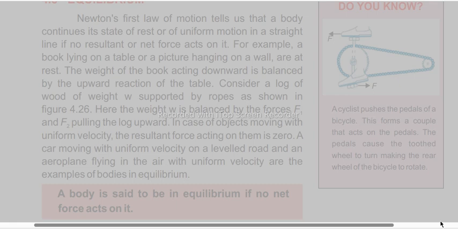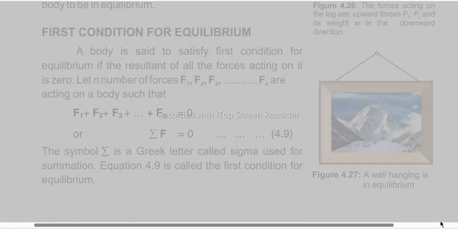Do you know? A cyclist pushes the pedals of a bicycle. This forms a couple that acts on the pedals. The pedals cause the toothed wheel to turn, making the rear wheel of the bicycle to rotate. Figure 4.26: the forces acting on the log are upward forces F1, F2 and its weight W in the downward direction.